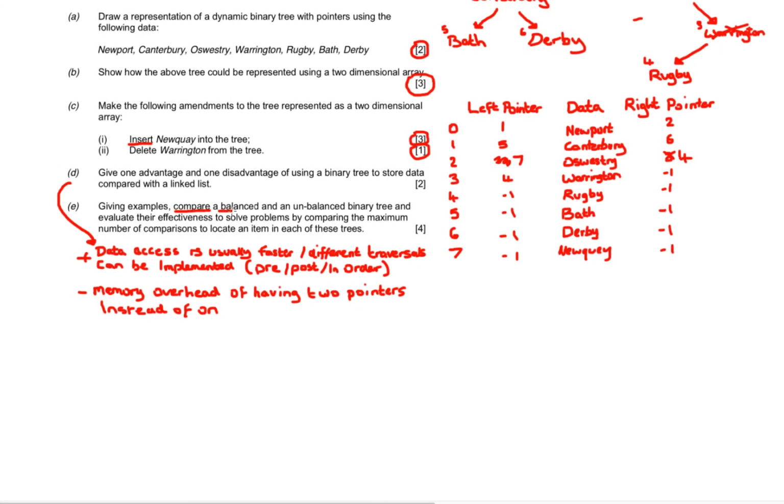For the last question, giving examples, compare a balanced and unbalanced binary tree and evaluate their effectiveness to solve problems by comparing the maximum number of comparisons to locate an item for each of the trees. The best way I could see you doing this is by physically drawing a balanced binary tree and an unbalanced binary tree. That's going to communicate to the examiner that we understand the concept of balanced and unbalanced trees. And then from there, we'll look at the number of comparisons needed to prove the point.